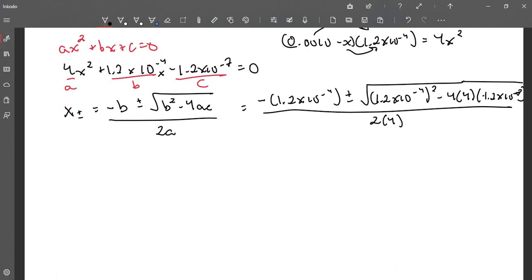I'm not going to take my calculator out and solve this for you. What you will get, though, are two values for x, as you would for the solution of a quadratic. Your positive x value, if you use the positive sign, is going to be 1.59 times 10 to the negative 4. And your negative x value is going to be negative 1.89 times 10 to the negative 4. Now you have to consider what this means.